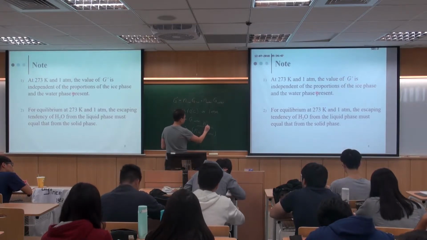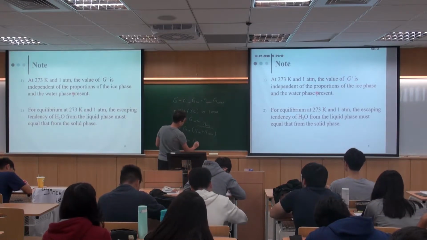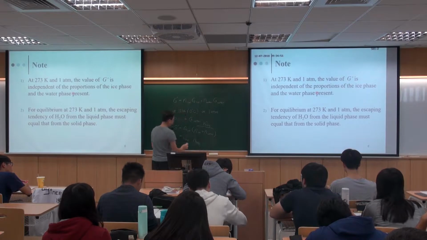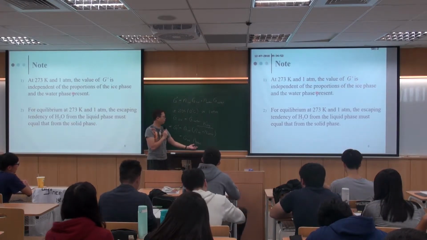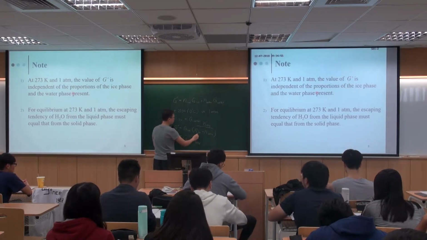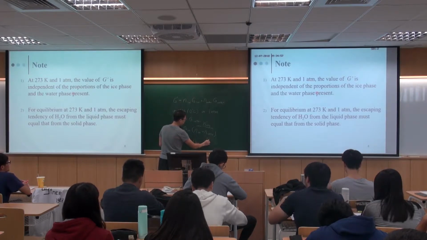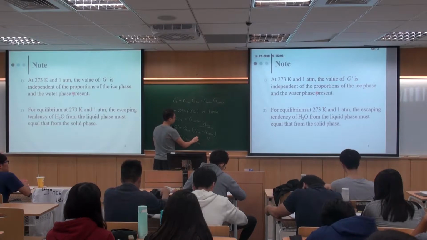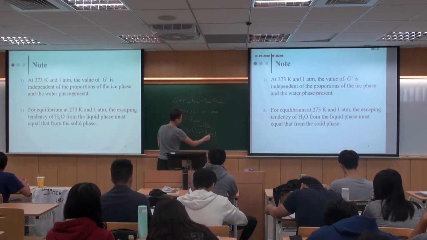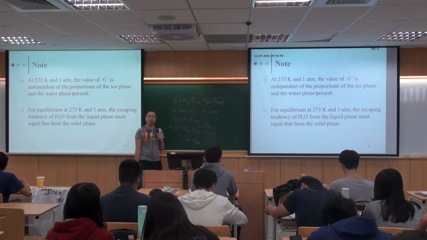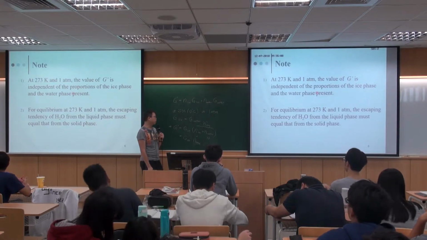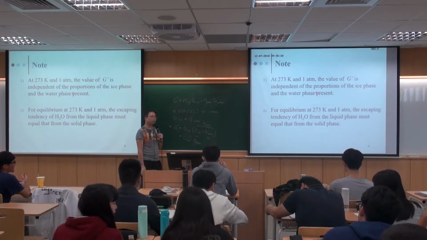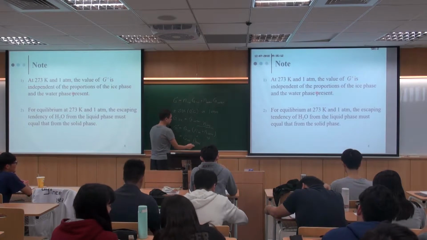Or you can say n total. So this is a constant. If you have 1 mole of ice and 99 moles of water, and if you have 2 moles of ice, then you only have 98 moles of water, right? And these two should add up as a constant. And therefore, this number is a constant.